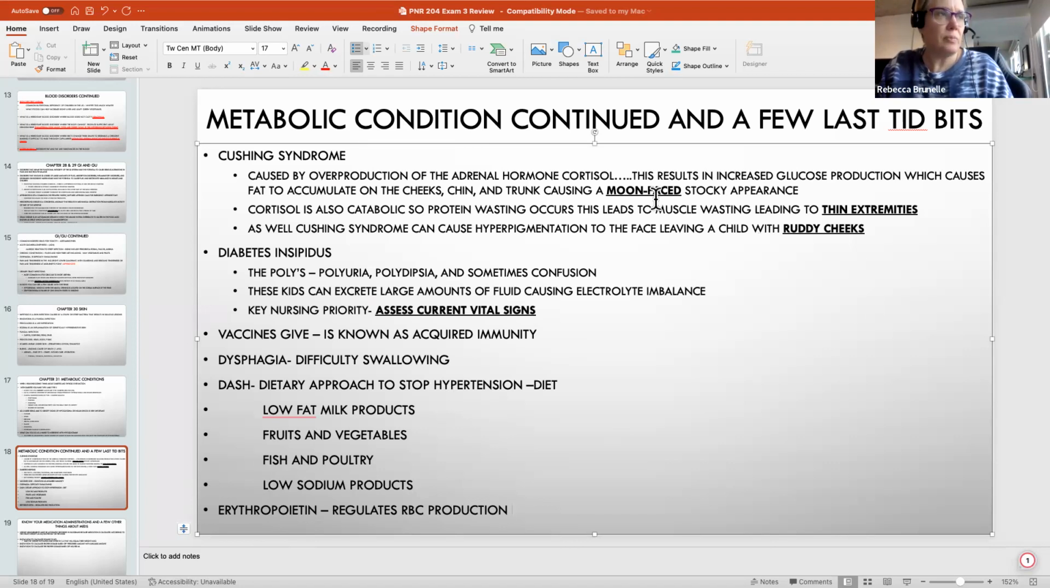The last thing on here is Cushing syndrome. It's not a very common metabolic condition. It's associated with overproduction of cortisol. They tend to have a moon face, which you'll also see in kids that have chronic steroid use, thin extremities and ruddy cheeks. I wouldn't spend too much time on Cushing syndrome because it's a very rare metabolic condition in children. We don't really see it very often.